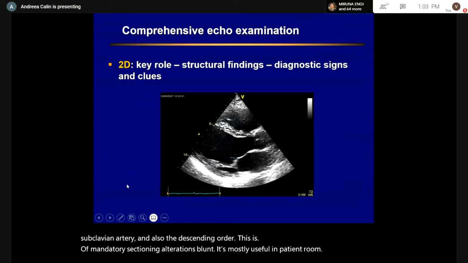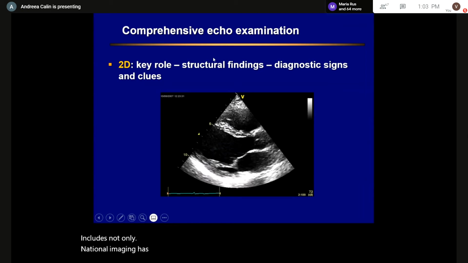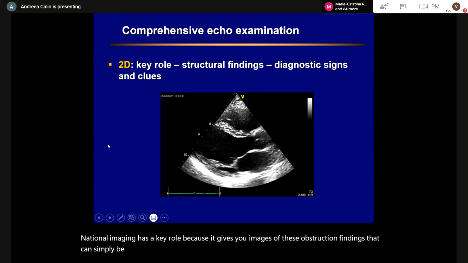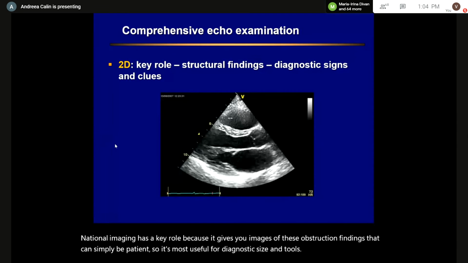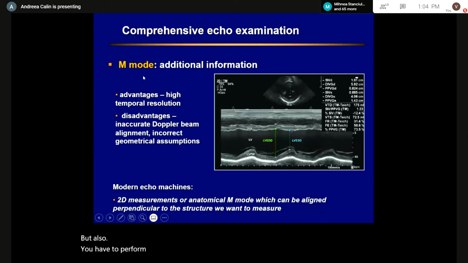A comprehensive echo examination includes not only the 2D echo. This two-dimensional imaging has a key role because it gives you imaging of the structural findings that you can see in every patient. So it's most useful for diagnostic signs and clues, but also you have to perform the M mode because this gives you additional information.